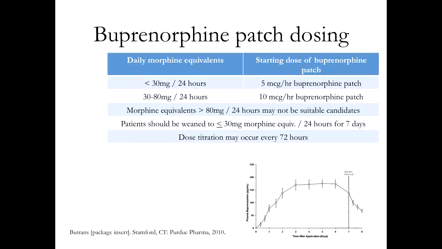This is the recommendations from the prescribing literature on how to actually do that, and you'll notice that if you are on doses greater than 30 milligrams of oral morphine, but less than 80, the prescribing information actually recommends that you reduce the dose to 30 and then initiate a 10 microgram per hour patch. Folks, that is really tough to talk a patient into, especially when they already have poorly controlled pain.